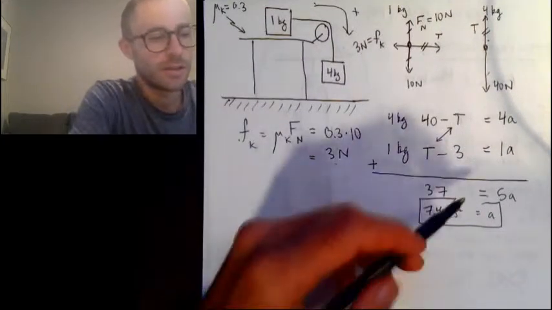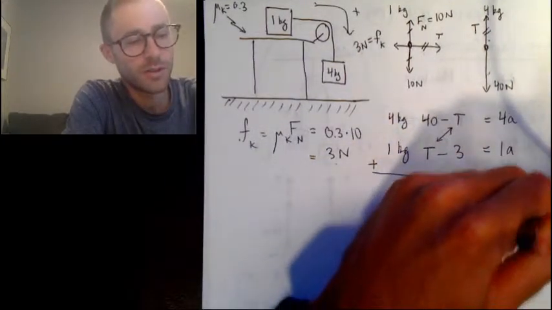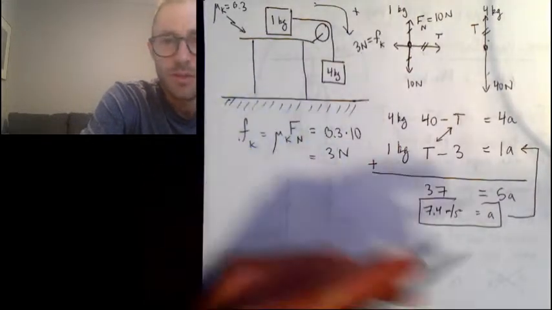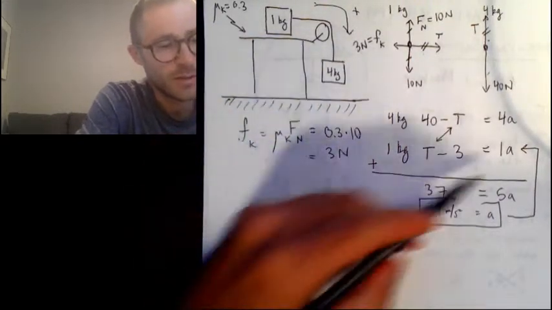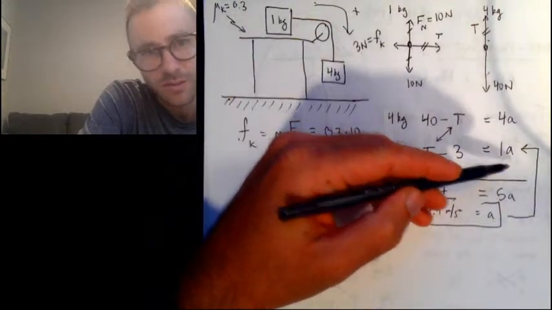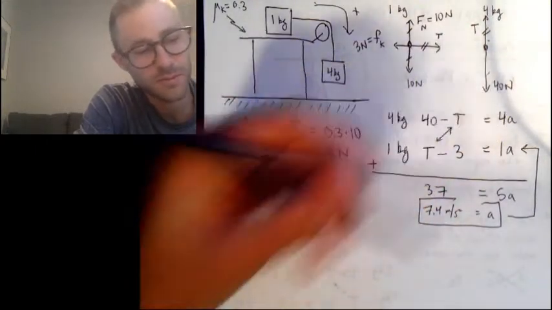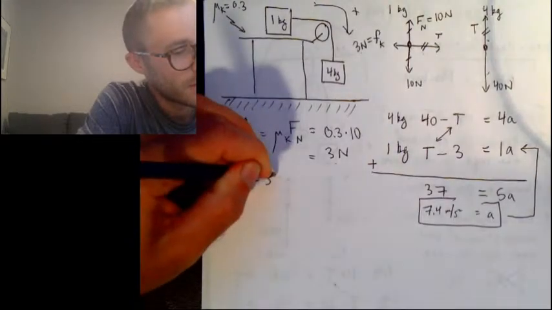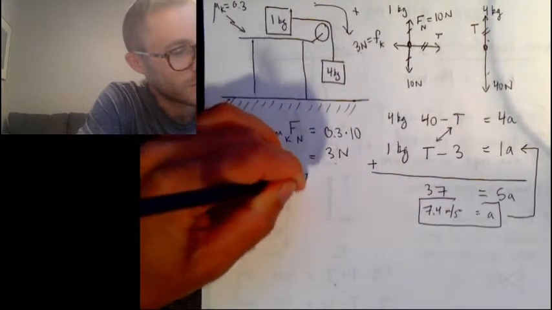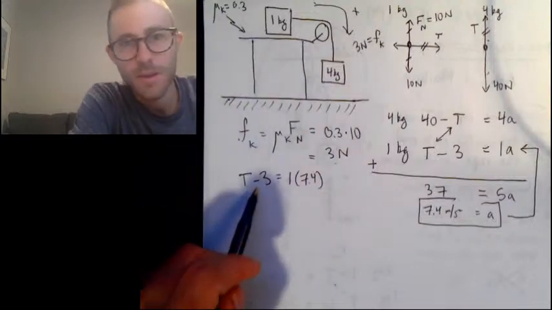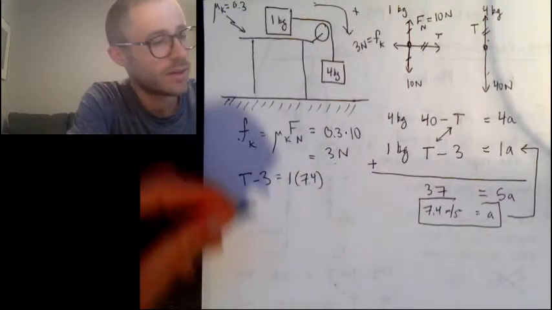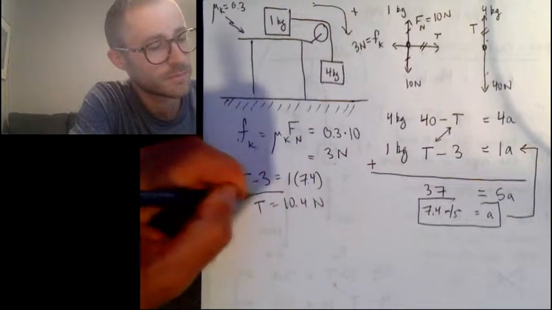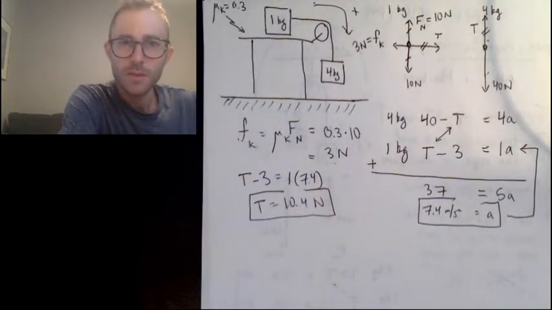To get the tension, I would then plug this back into the equation. I'm going to plug it into the bottom equation because that one is multiplying a by 1, so I don't have to multiply by 4. So I would have T minus 3 equals 1 times 7.4. I add the 3 to the other side, and I get that the tension is 10.4 newtons. All right.